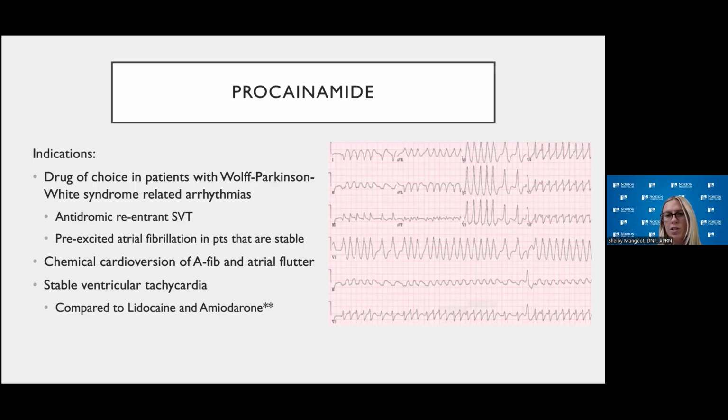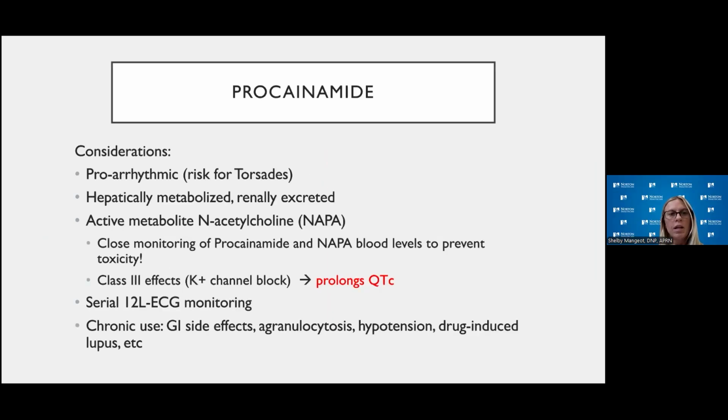And this is a picture of what pre-excited AFib would look like. There are reports that you can use procainamide for chemical cardioversion of AFib and atrial flutter, and you can use procainamide for stable ventricular tachycardia, and this is in comparison to lidocaine and amiodarone. So, consideration: procainamide is proarrhythmic. It has a risk for torsades, and it is hepatically metabolized and renally excreted. So you need to monitor kidney function when starting a patient on procainamide.